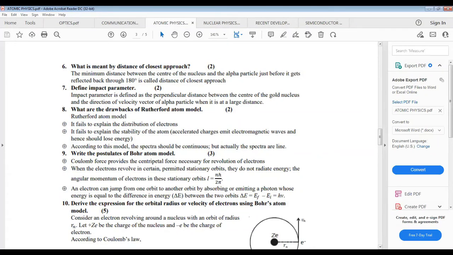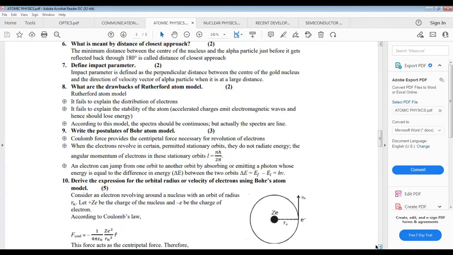Then what are the postulates of the Bohr atom model? This is an important question. The Coulomb force provides the centripetal force necessary for revolution. As you know, the nucleus is at the center, which has both protons as well as neutrons, and the electrons are revolving around in a circular path. But this electron should be attracted towards the nucleus and fall into it. But it is not falling in the nucleus; it is revolving in the circular path. The reason is the centripetal force. So the Coulomb force is balanced by the centripetal force, providing the centripetal force necessary for revolution.